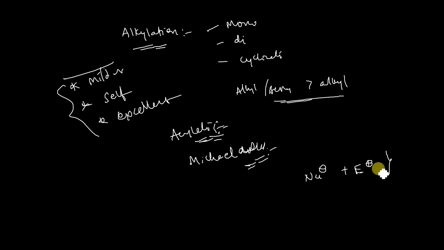So like enolates, these Stork enamine reactions also give you CC bond formation. The products with CC bond formation are used in organic synthesis. So both enolates and enamines are the best synthetic intermediates for CC bond formation in organic synthesis.